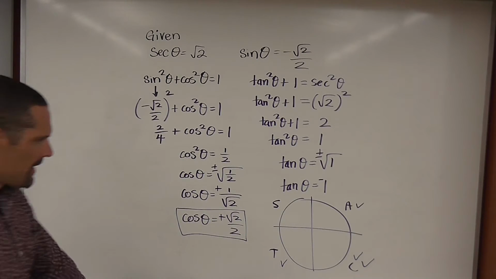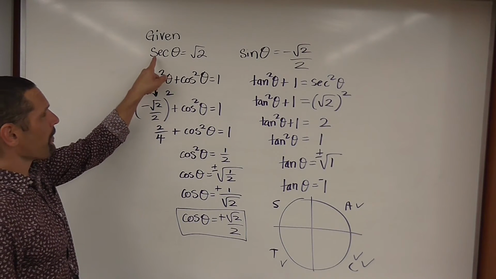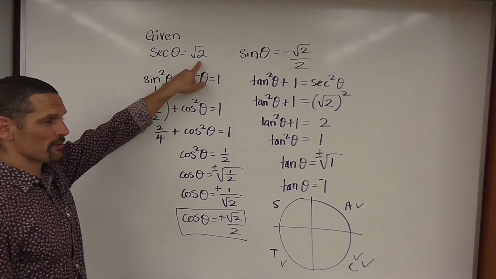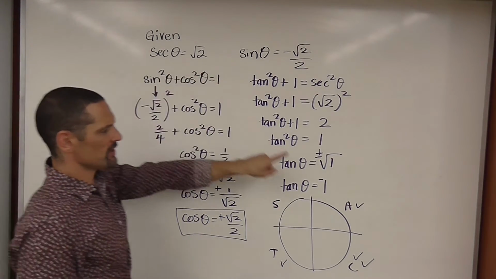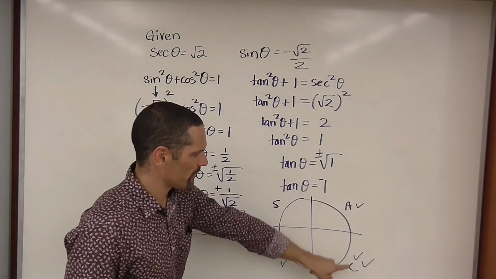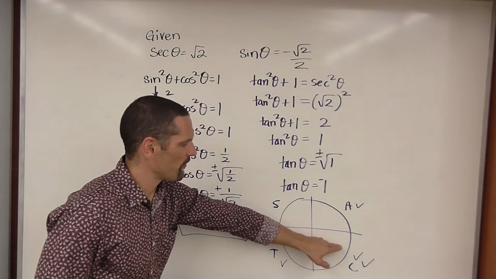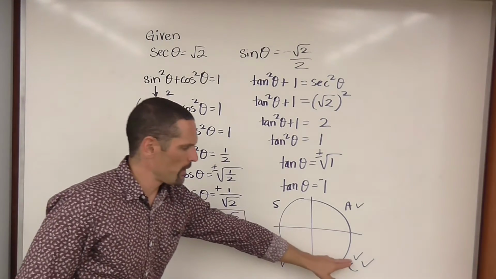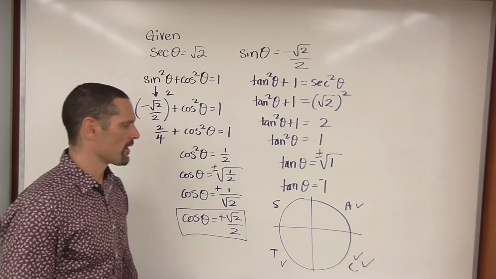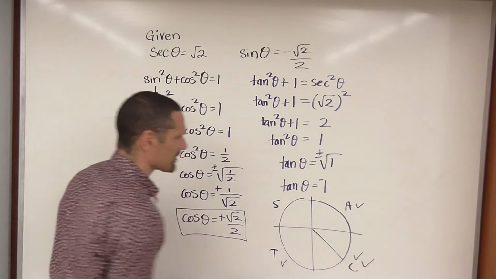Actually, let's check that last problem. Look in the given problem, secant is positive. Secant follows x. So secant is positive in the first quadrant and fourth quadrant. Sine is negative. Sine is negative in the fourth quadrant and third quadrant. We have to double check in our fourth quadrant. So our angle must be down here somewhere.